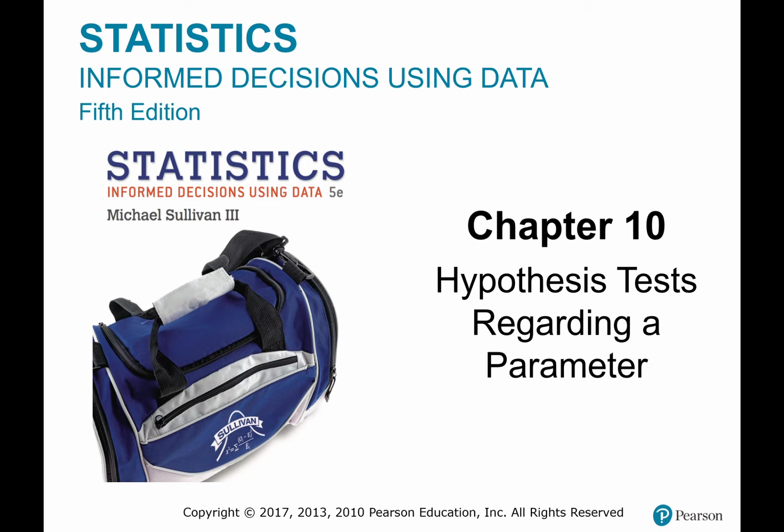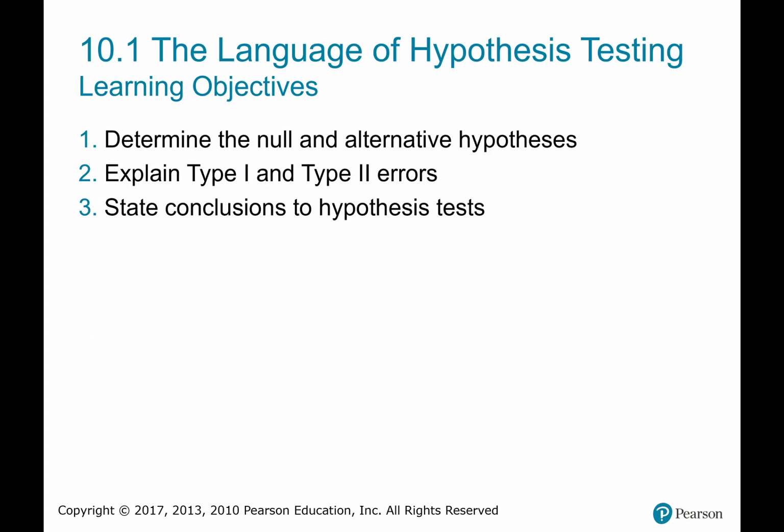make judgments about things. And so this allows us to test claims about things based on parameters like standard deviation, mean, and proportions of things and such. So that being said, you need to know some language. We've got a null and alternative hypothesis, and then we've got to explain type 1 and type 2 errors and state conclusions about hypothesis tests. So we're going to go through all that in just the first part.